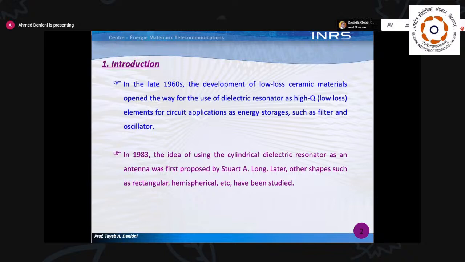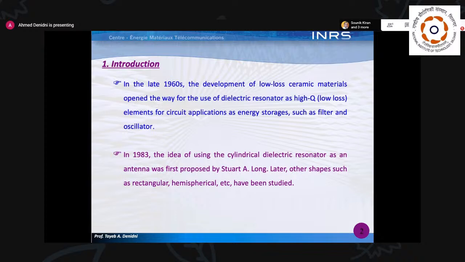And from there, we started to use the dielectric resonator as an antenna, not for storage, as filters or as oscillators. In this way, we have to take care about the design, the materials and different parameters to boost the radiation from these resonators. After starting with the cylindrical shape, we went to different shapes like rectangular, hemispherical, and other shapes, which have been studied by different groups worldwide in North America, in Europe, in Asia, and everywhere. The beginning of this topic started with filters and oscillators. Then we moved into antenna applications by increasing the radiation from these resonators, and they became the dielectric resonator antenna.